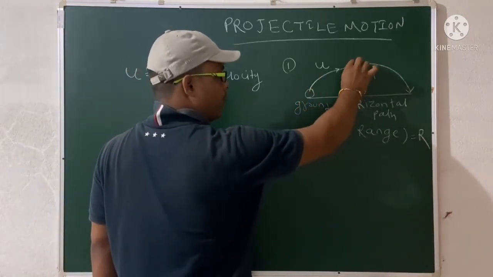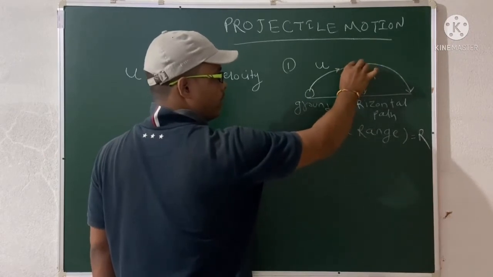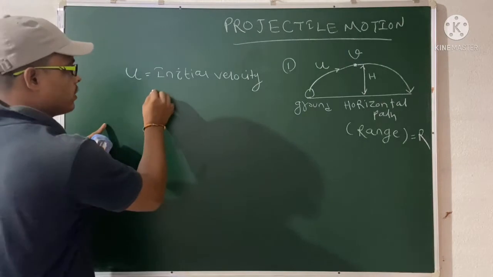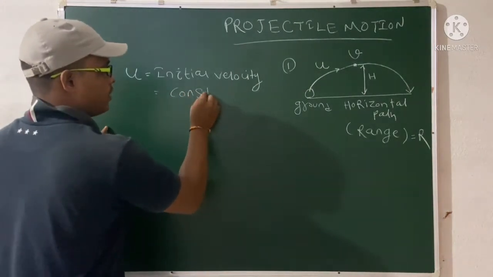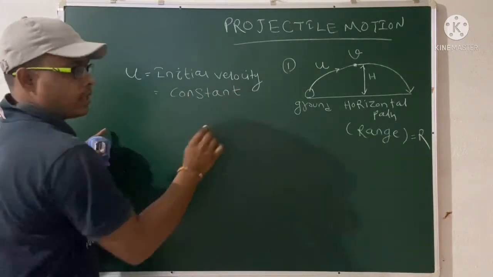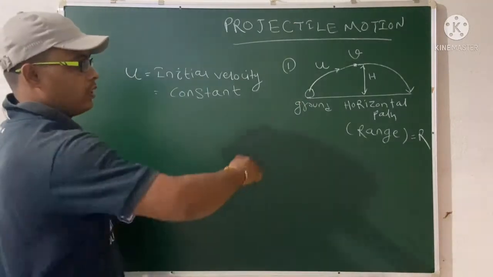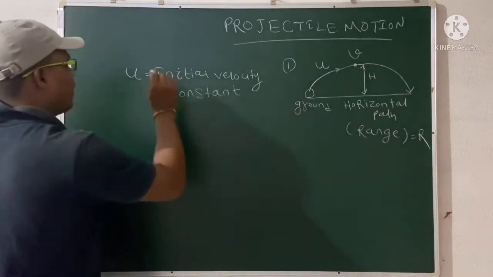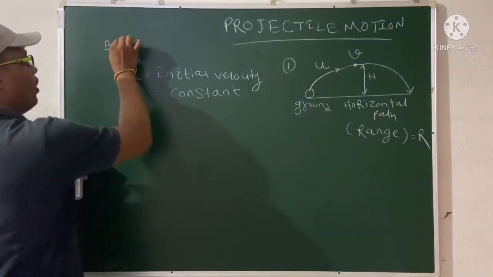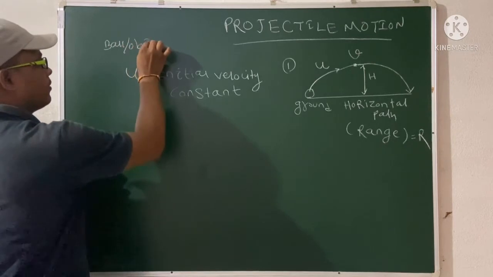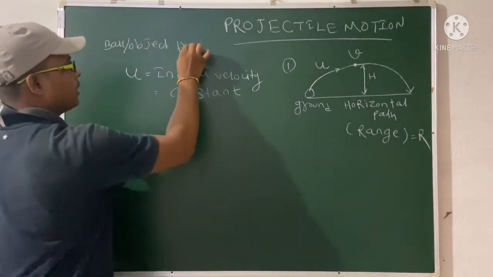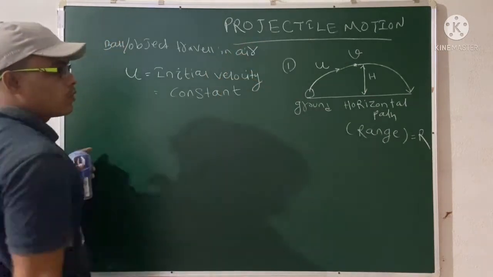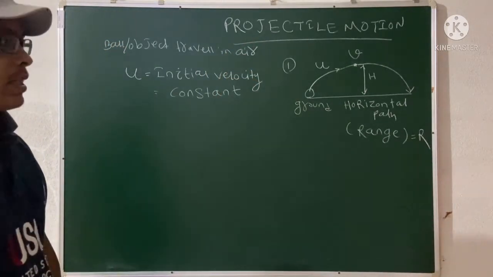Then at a particular point you can take the velocity v. u is the initial velocity, and it is constant because it was given by us. Then the ball will fly in the air. The ball or object travels in air. Such type of motion we call projectile motion.